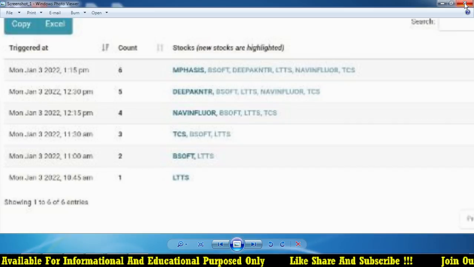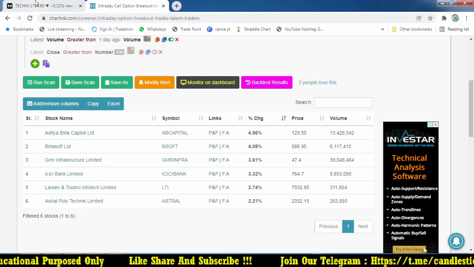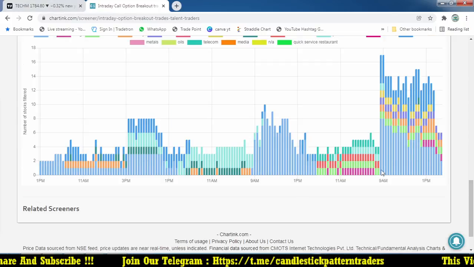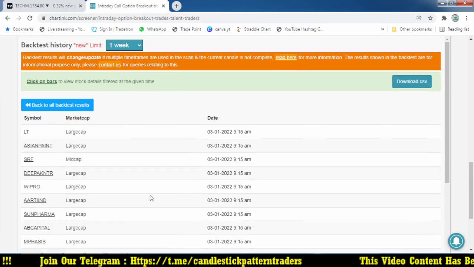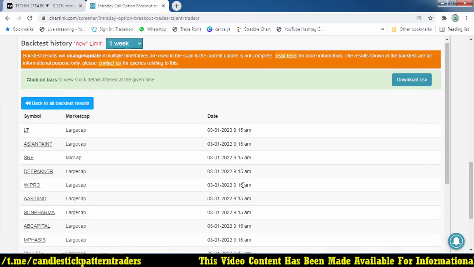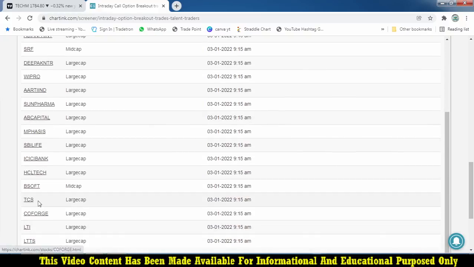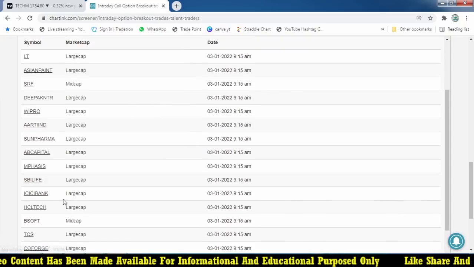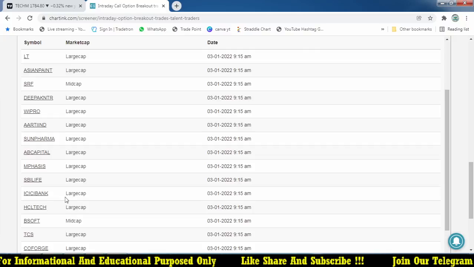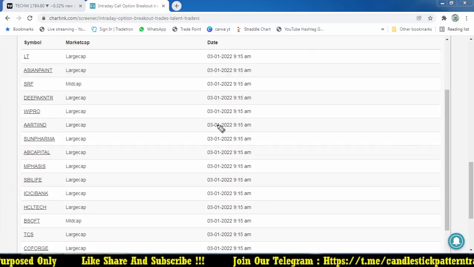Let me open the chart of LTTS on the 15-minute time frame. If you see, after the backtest we got a lot more stocks present at 9:15. But in real time at 9:15, we didn't get any stocks. These stocks may be available here: LTI, LTTS, TCS, BSoft. These are the stocks coming under the different time frames. But by the end of the day, these stocks satisfy all the conditions. That's why these stocks are standing here.